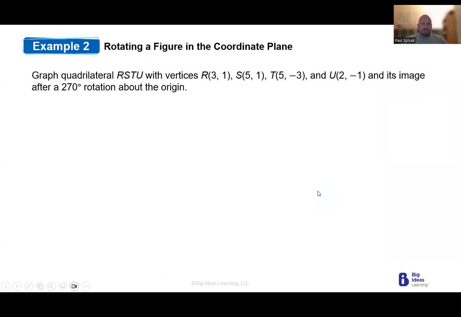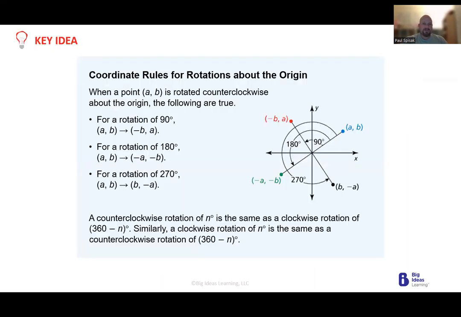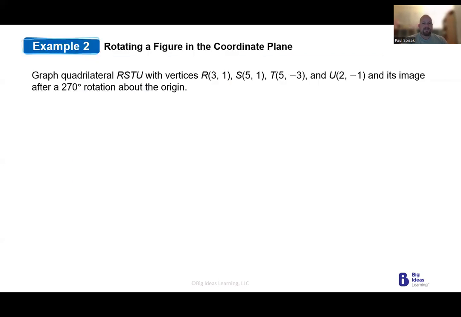Example 2. Graph quadrilateral RSTU with vertices, and it gives us all 4 vertices, and its image after a 270-degree rotation about the origin. Notice it didn't give us a direction. It just said 270. So since it doesn't give us a direction, this is automatically going to be a counterclockwise rotation. Now, if you use the properties from the previous one, the original X and Y values are going to switch. The original X value becomes negative. So on here, do I really have to graph this whole thing?